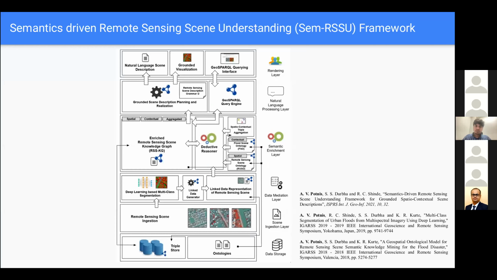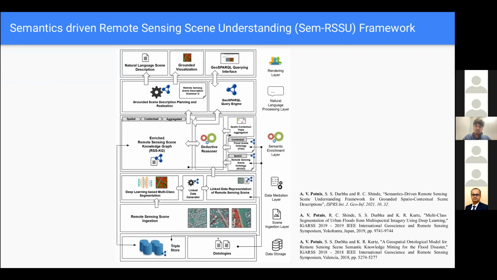Great. So this is the systems architecture of that framework. As you can see, we have also published this framework in a couple of conferences and in a journal. So let's discuss this framework layer by layer to understand how a remote sensing scene can be translated into a knowledge graph, and how that knowledge graph can then be leveraged to suit our objectives of translating the knowledge graph to a natural language scene description, to be able to ask questions over it, and also to be able to visualize it in an effective manner. Okay, so let's get started.